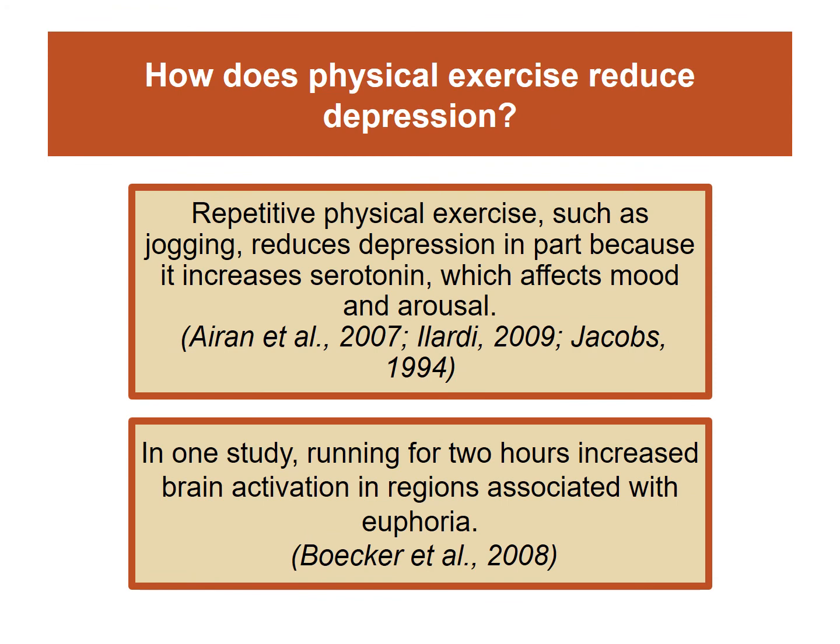How does physical exercise reduce depression? Repetitive physical exercise such as jogging reduces depression in part because it increases serotonin, which affects mood and arousal. In one study, running for 2 hours increased brain activation in regions associated with euphoria.